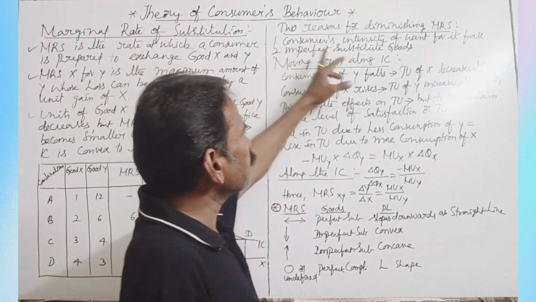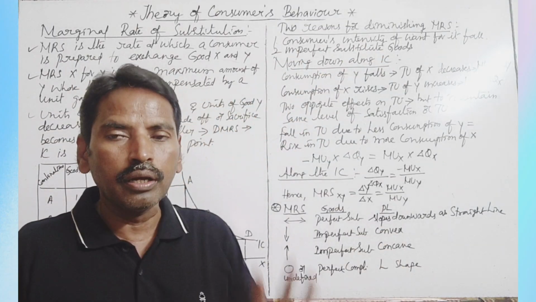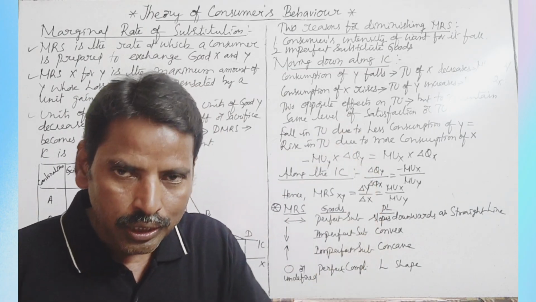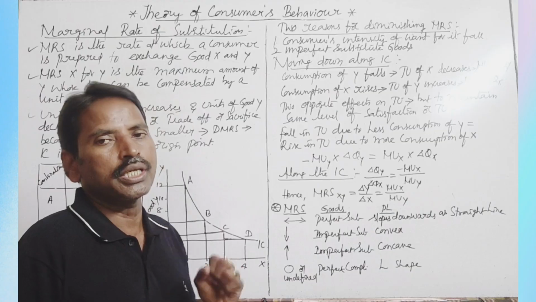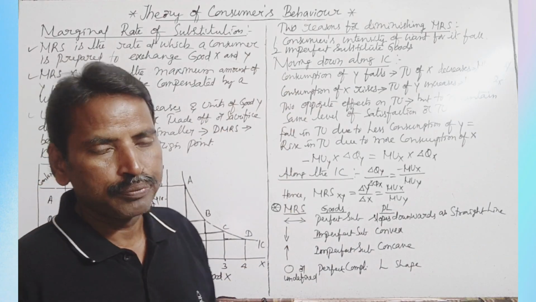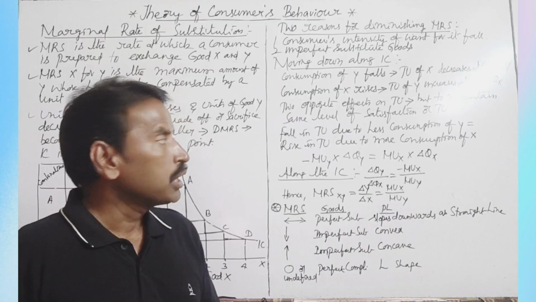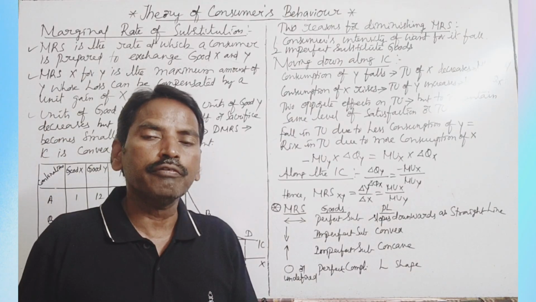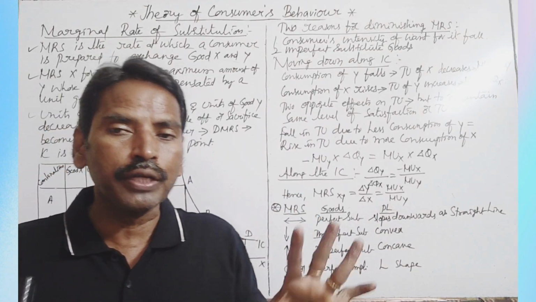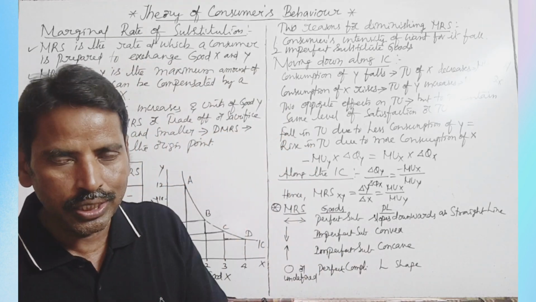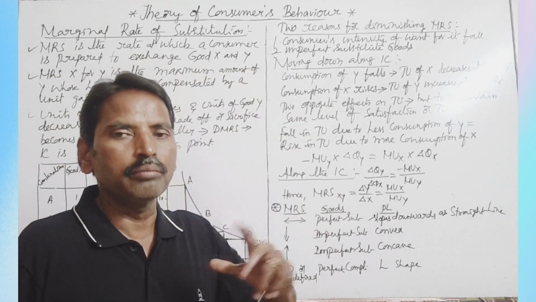Second one, goods are imperfect substitutes, not perfect substitutes. So MRS is decreasing. In both the cases, consumers' intensity of want for it falls. Goods are imperfect substitutes, not perfect substitutes. These are the two reasons why MRS is diminishing.